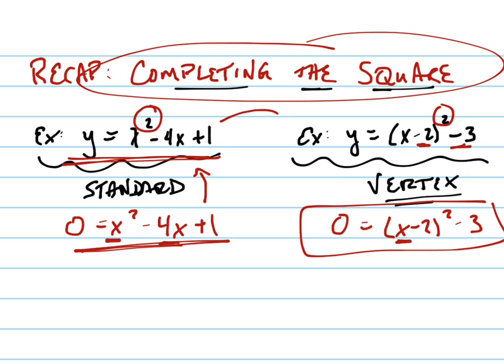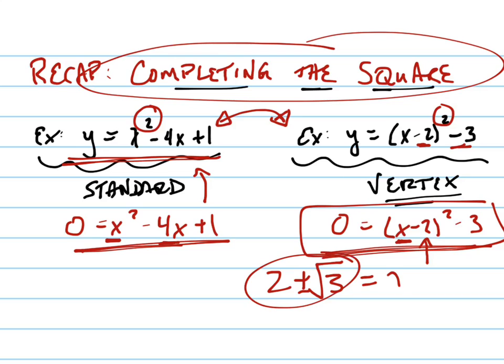In fact, these two equations are the exact same equation. One of them is in standard form and one of them, the square has already been completed. How easy this would be to solve: I add 3 to both sides, I take the square root of both sides, don't forget the plus or minus, and then I get rid of the 2 by adding it. There's my two answers, 2 plus or minus the square root of 3. Very, very easy to do if your algebra skills are good. So let's talk about how to complete the square.